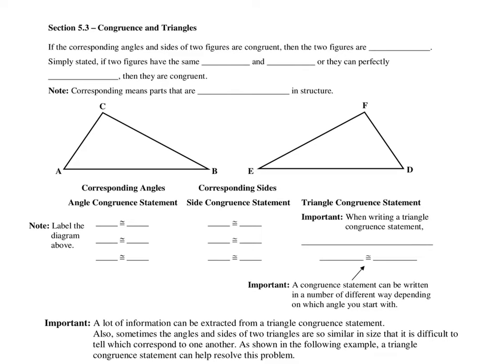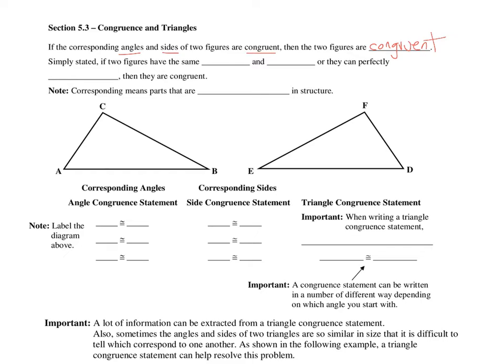All right, starting lesson 5.3, congruence and triangles. Now, if the corresponding angles and sides of two figures are congruent, then the two figures are congruent. All right, so if all the sides and all the angles are congruent, then the two figures are congruent.